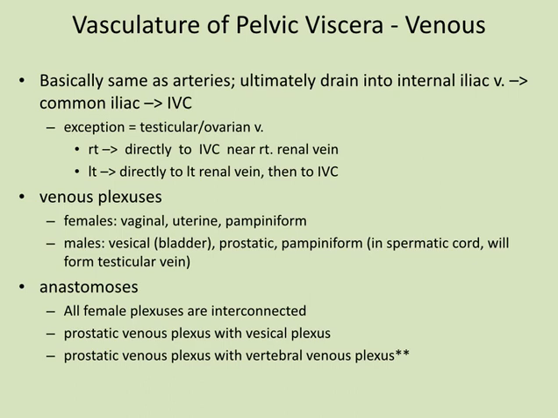All right, some exceptions. First of all, the testes and ovaries. Not drained into the internal iliac, they are going directly to the IVC. Now there is an exception, of course. The right is going directly to the IVC, but the left testicular or ovarian vein is draining first to the left renal vein and then off to the IVC. All right. Some venous plexuses are like a collection or a network of veins.